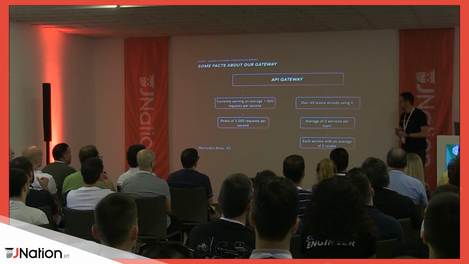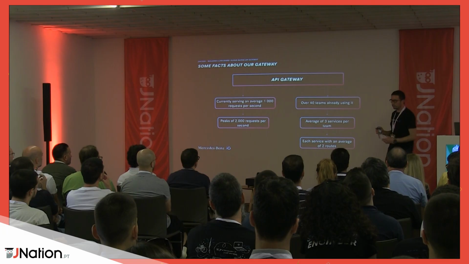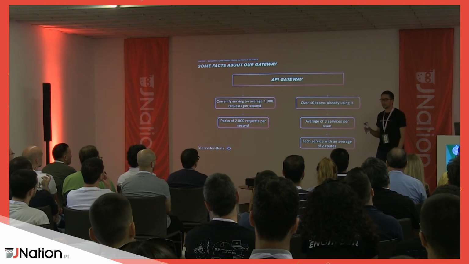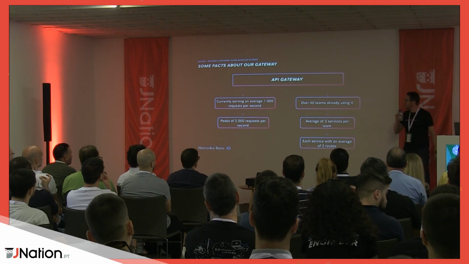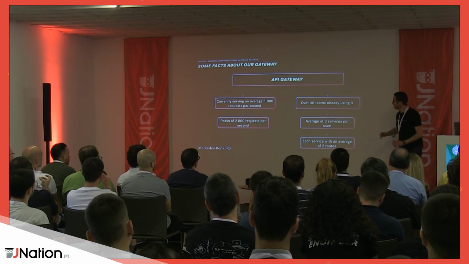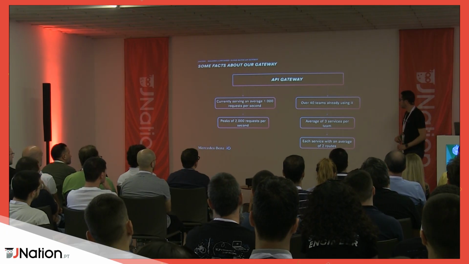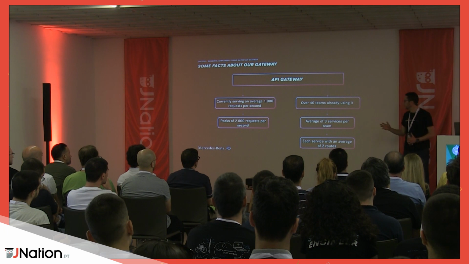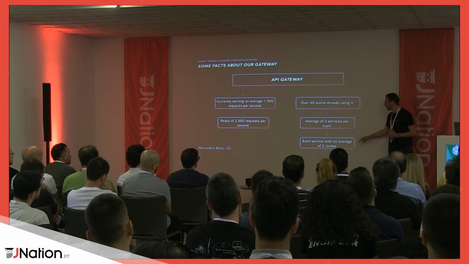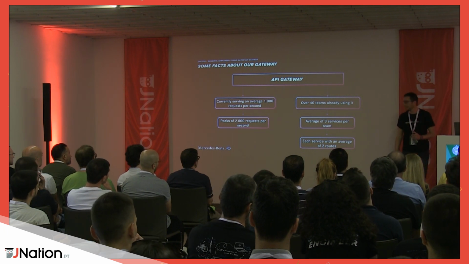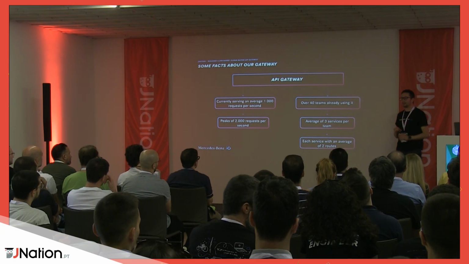Everything is possible thanks to horizontal pod autoscaling with well-defined metrics, which is really important when you develop an API gateway. And we already have 40 teams using it. We have an average of 3 services per team and an average of 2 routes per gateway service. So it's already a lot of routes that we have published.